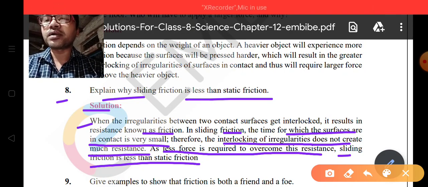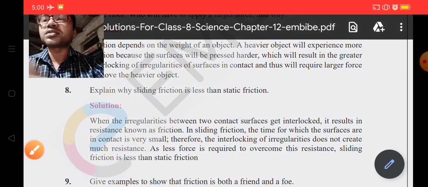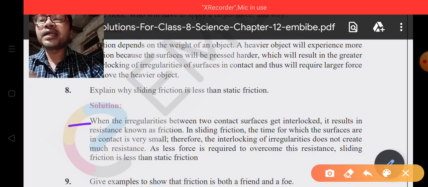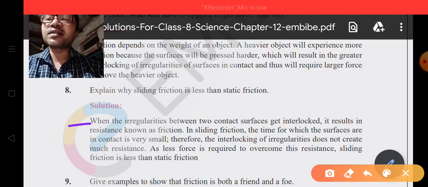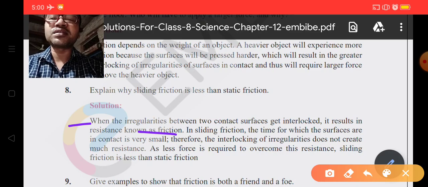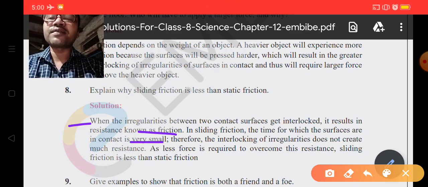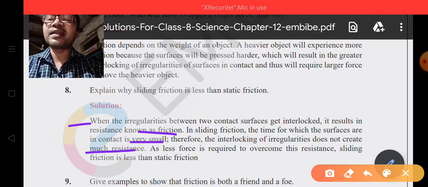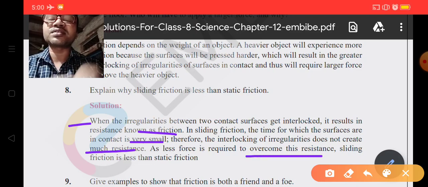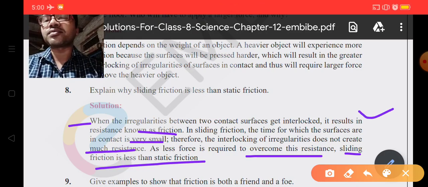The question number 8 is why sliding friction is less than static friction. Let's see once again. When the irregularities between two contact surfaces get interlocked, it results in resistance known as friction. In sliding friction, the time for which the surfaces are in contact is very small. Therefore, interlocking of irregularities does not create much resistance, as less force is required to overcome this resistance. Then sliding friction is less than the static friction. This is your answer.